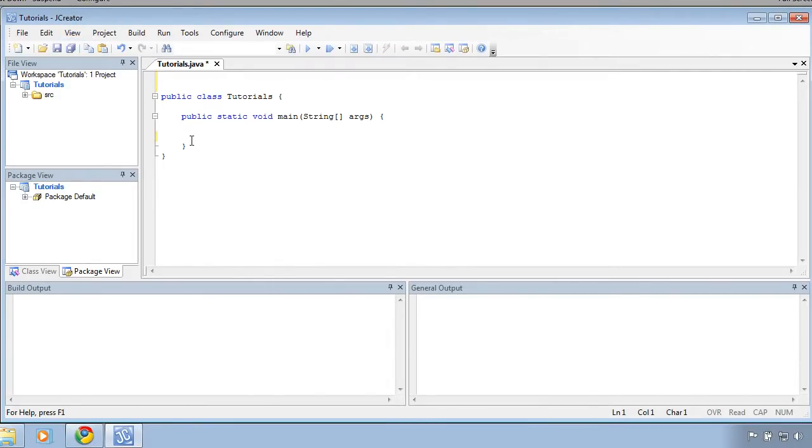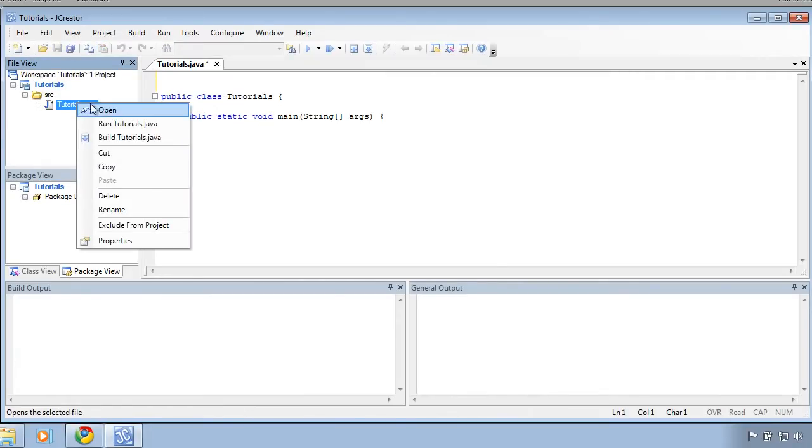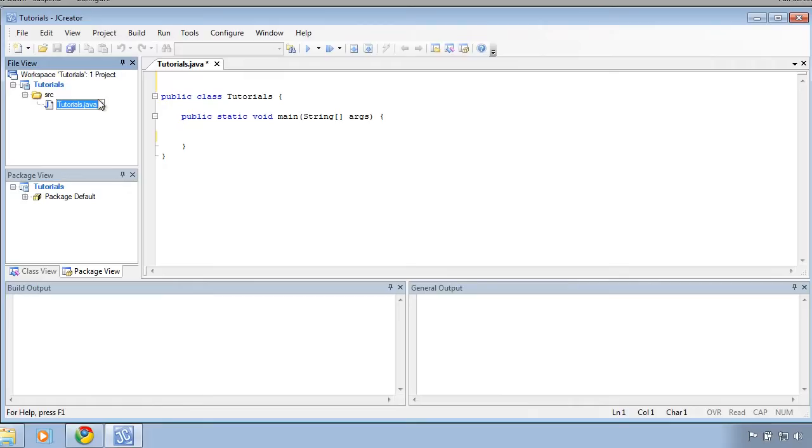So far in all my Java tutorials, we've been using Eclipse. JCreator's, I don't know, I like it better, but it doesn't really matter. Why is this class named Tutorials? It should be named like Quadratic. Let's name it Quadratic.